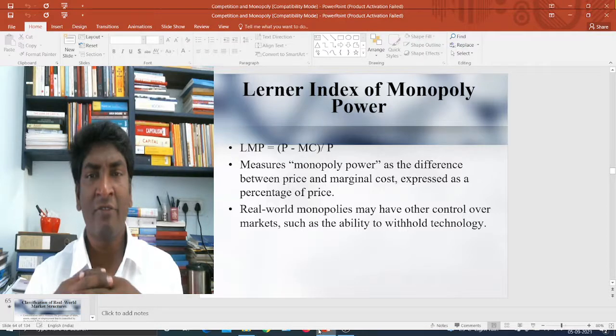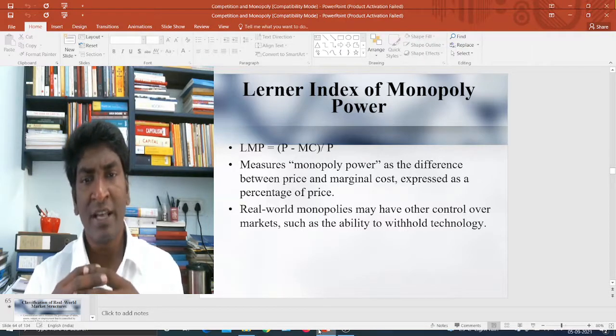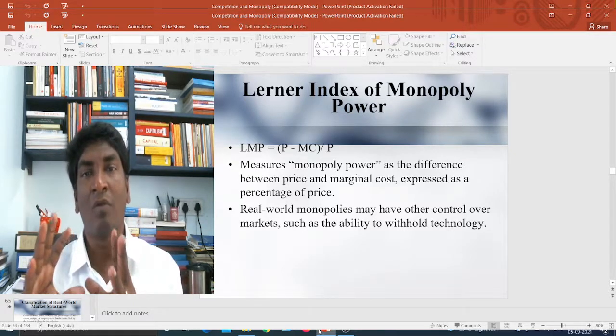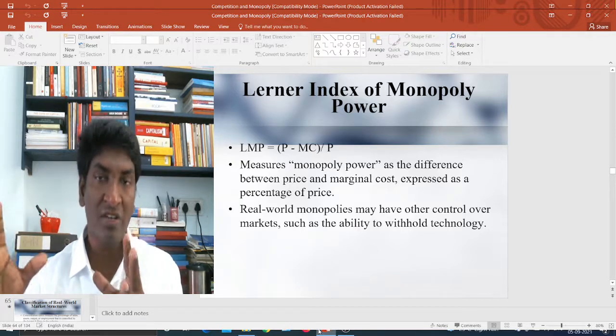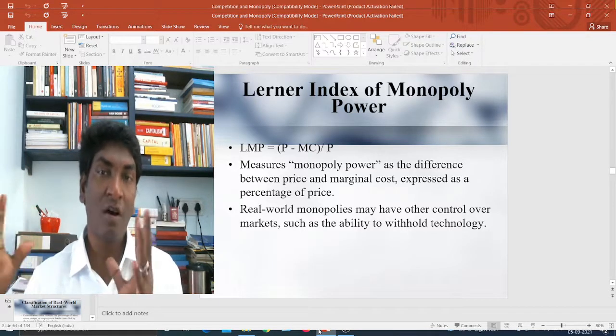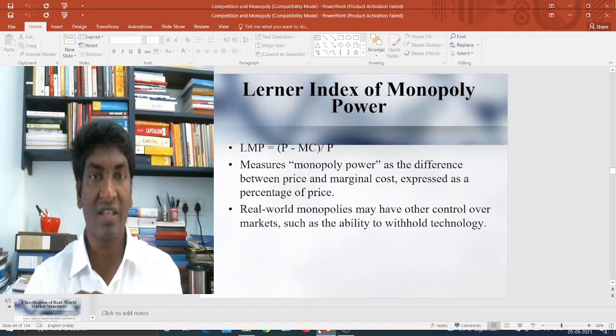That is, you have a sort of monopoly understanding based on an equation which is called the Lerner index of monopoly, which implies that (P minus MC) by P is what is called the index, the indicator of whether the firm is a monopoly, or if a monopoly, then what, or concentrated, and if that is the case, then how much it has been concentrated.